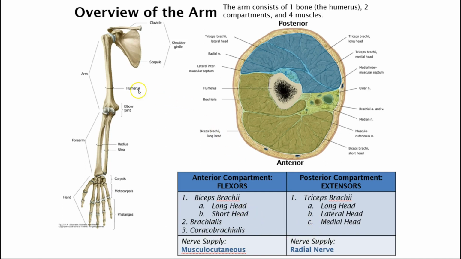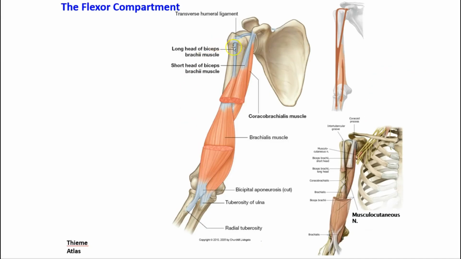I also want to stop for a second and talk about general nomenclature. When we mention the word arm, the arm will be this region, the area between the shoulder and the elbow. The forearm is between the elbow and the wrist. And of course the hand will be everything distal to the wrist. So in the arm, we have the flexor and extensor compartment, or the anterior and posterior compartment.